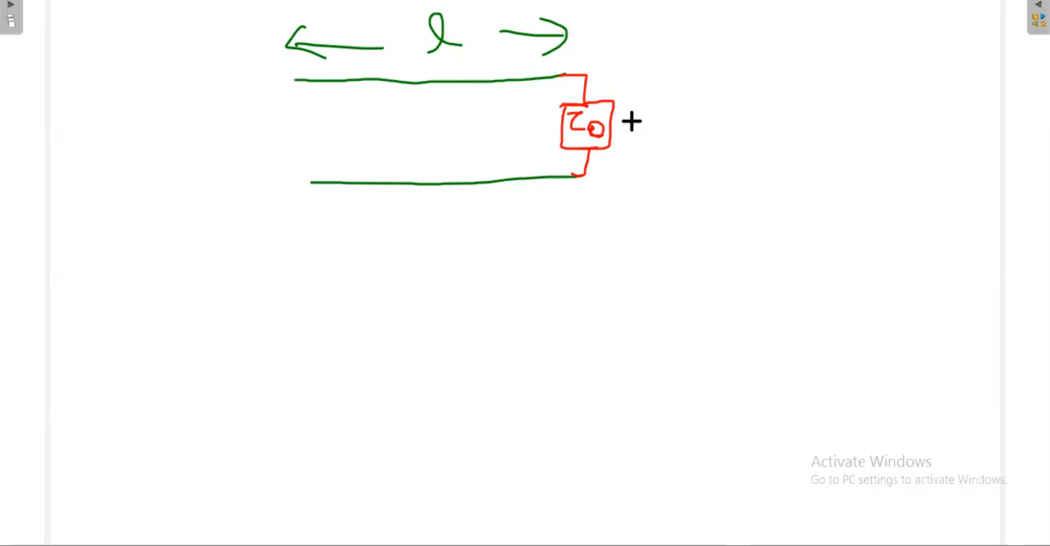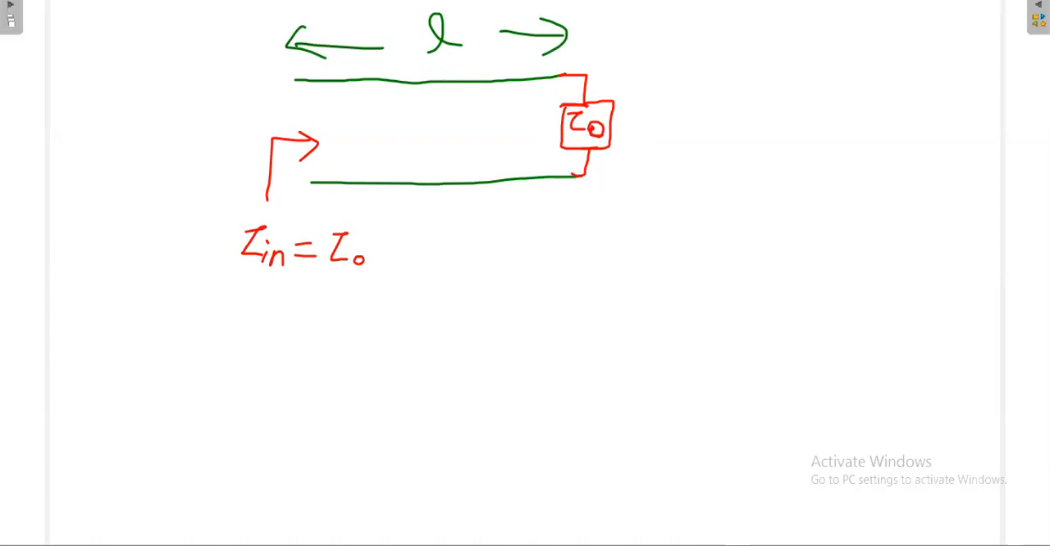That characteristic impedance you are connecting physically here. Once you connect the characteristic impedance, then you measure the input impedance, and that is also equal to Z0. Then what is the conclusion? If a transmission line is terminated by Z0, then the input impedance is also Z0, irrespective of the length of the line. So that is the idea.